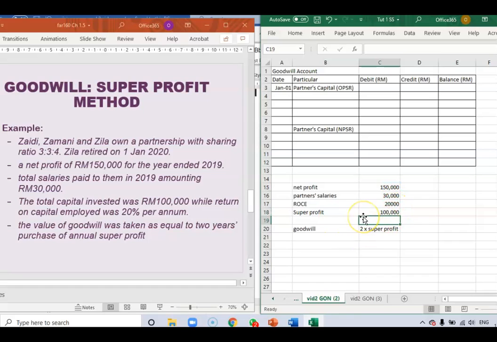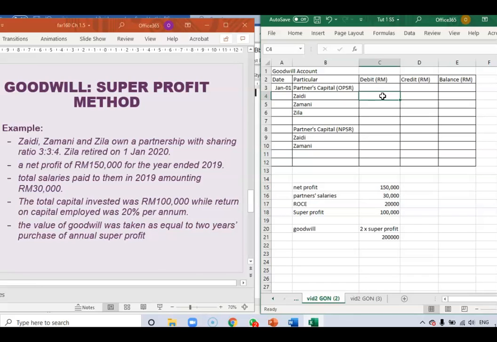So when you have this super profit, you will multiply with 2 years of purchase. So your goodwill is 200,000 multiply with 2. So this is the amount of goodwill that you need to record in the books. So the goodwill that we have calculated, 200,000, will be distributed among the old partners and also the new partners.